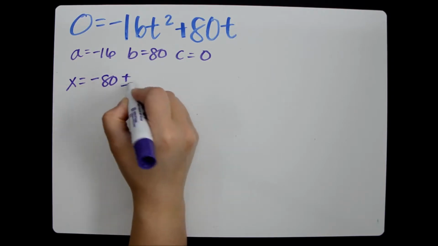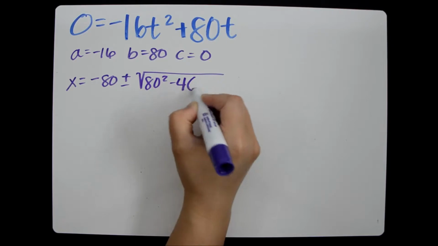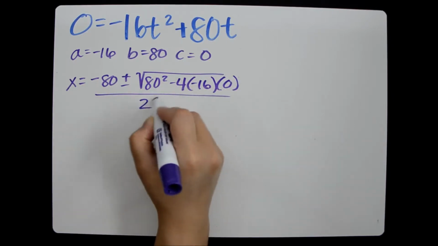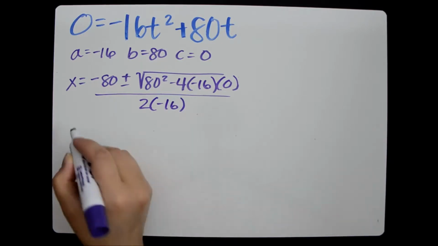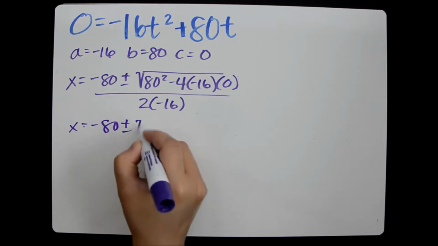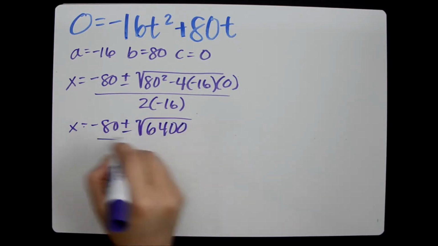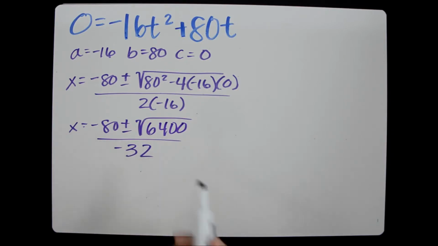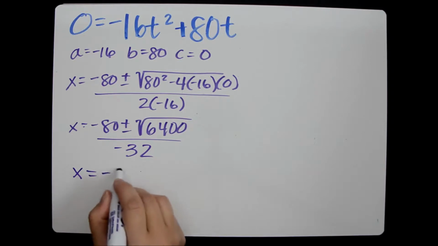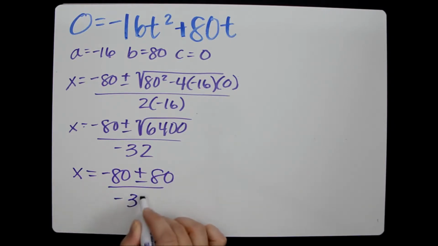So we have negative 80 plus or minus the square root of 80 squared minus 4 times our A value times our C value all over 2 times our A value. And I'm just going to simplify this part by part. So we have negative 80 plus or minus, this becomes the square root of 6,400 all over negative 32. And I always check to see if this is a perfect square, which it is. So this would be negative 80 plus or minus 80 all over negative 32.